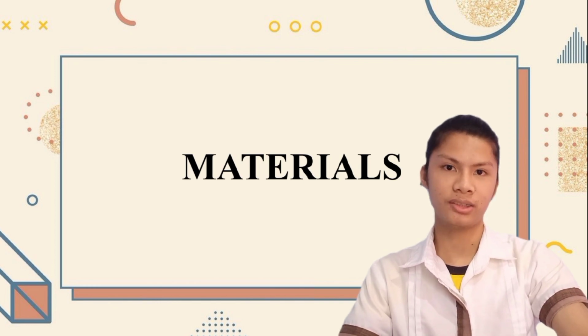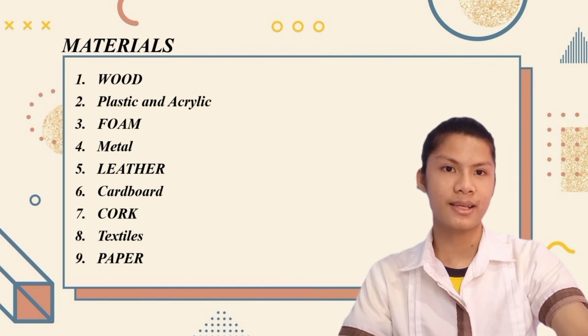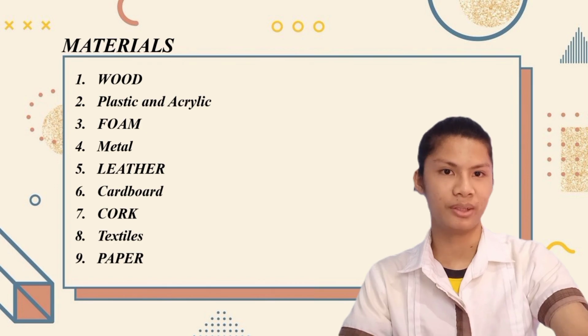Here are the materials needed in making a laser cutter. Number 1, wood. Number 2, plastic and acrylic. Number 3, foam. Number 4, metal. Number 5, leather. Number 6, cardboard. Number 7, cork. Number 8, textile. And number 9, paper.